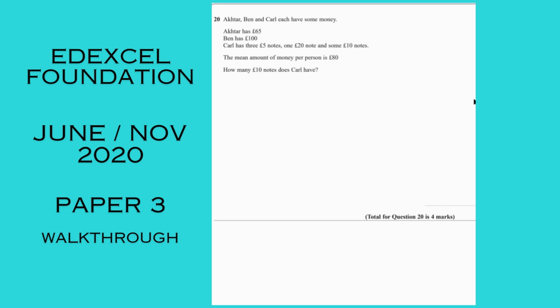On to number 20. Wordy, yeah, but do not get put off by it. If you get your thoughts organised, you're halfway to solving the problem. So let's organise. A, B, and C. A has 65. B has 100. C, not entirely sure. But if the mean is 80, that would mean they've all got 80. Or in other words, the total is 240.